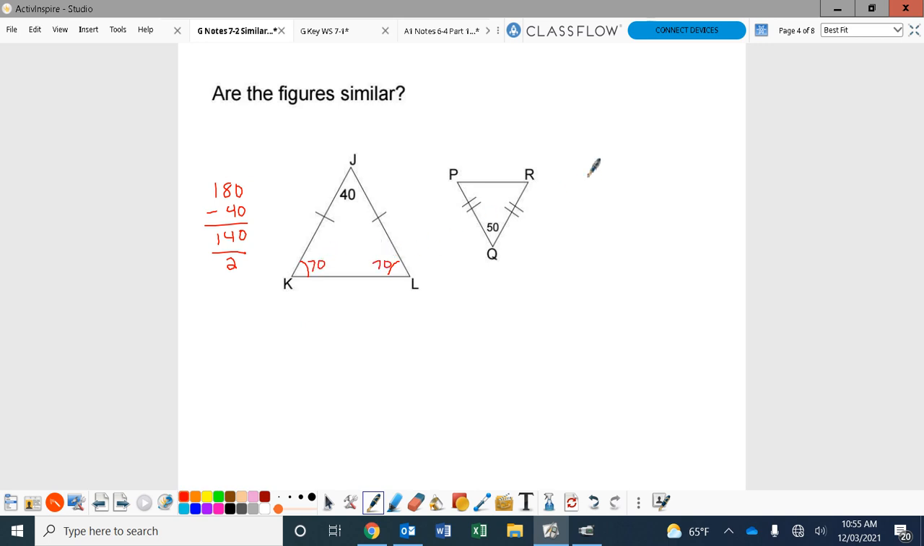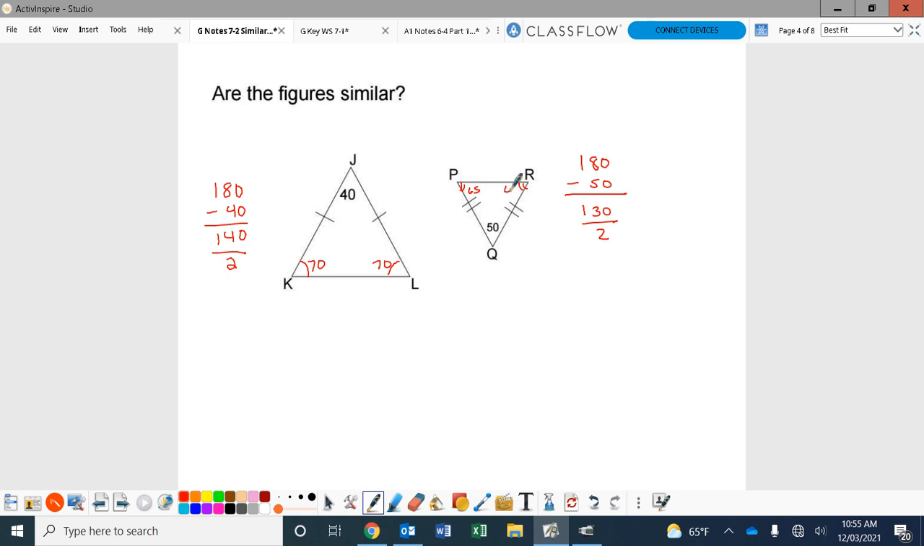We'll do the same thing on the other triangle. 180 minus that 50 is going to leave me 130. Again, base angles are going to be congruent, so let's divide by 2, and each one of those is going to be what? 65.